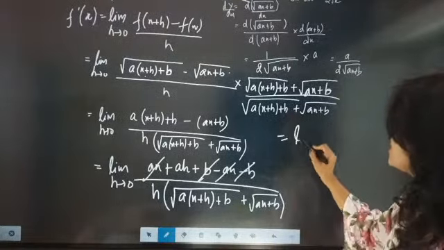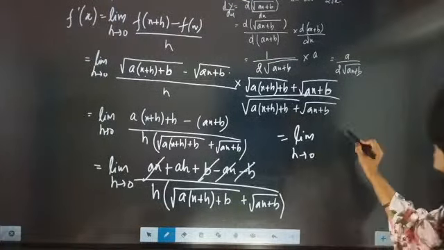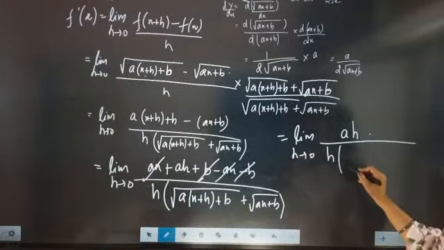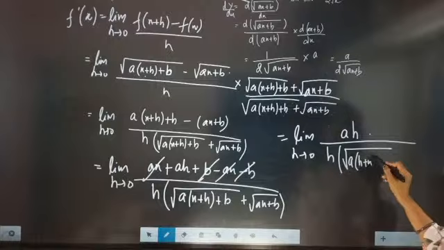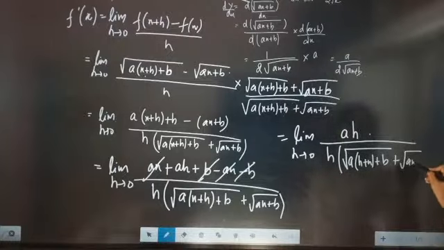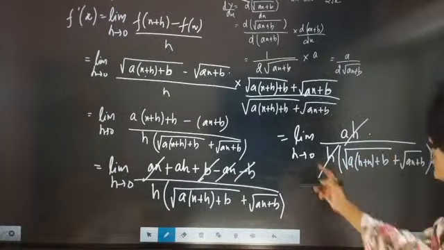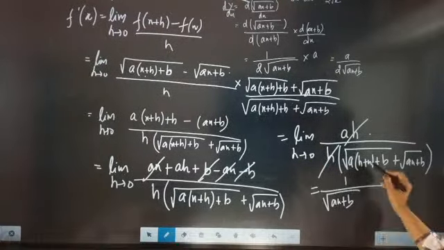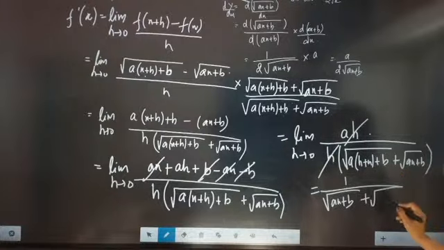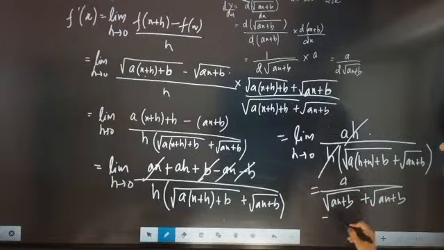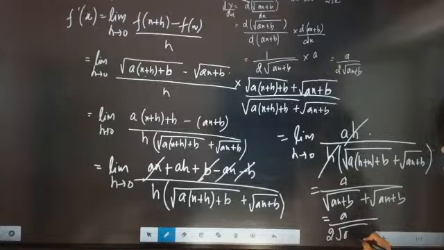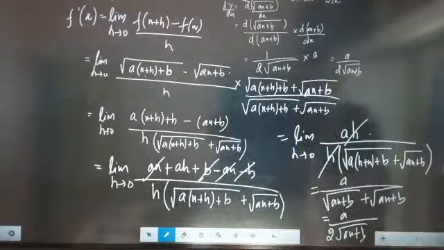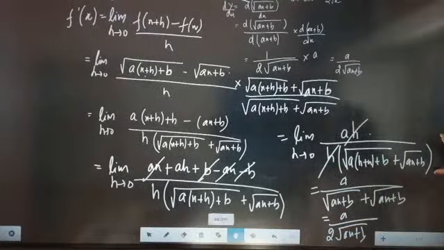The last step is limit h tends to 0 of ah by h, over root under a(x plus h) plus b plus root under ax plus b. Story over, this is over. Now put h equal to 0. It is going to come as 1 by root under ax plus b, because h is 0 means only x will be there, plus root under ax plus b, and already a is there, so it is going to be a by 2 root under ax plus b. Play with this type of questions. You have to enjoy what you are doing, and really this question is nothing.